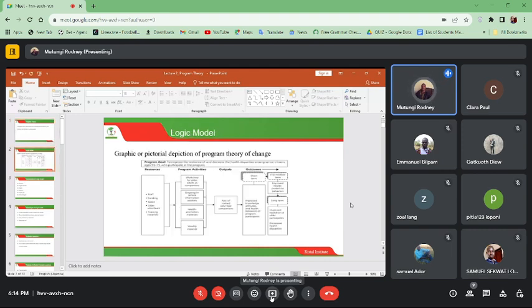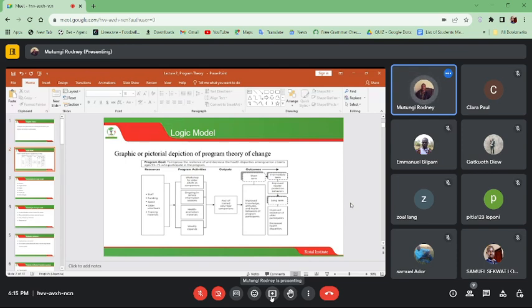And as an M&E specialist, you need this model because it will help you to plan how to go about with your activities, and how they will eventually lead to achievement of your goals and objectives. But also it helps you to monitor and be accountable whether the things are going on as planned.